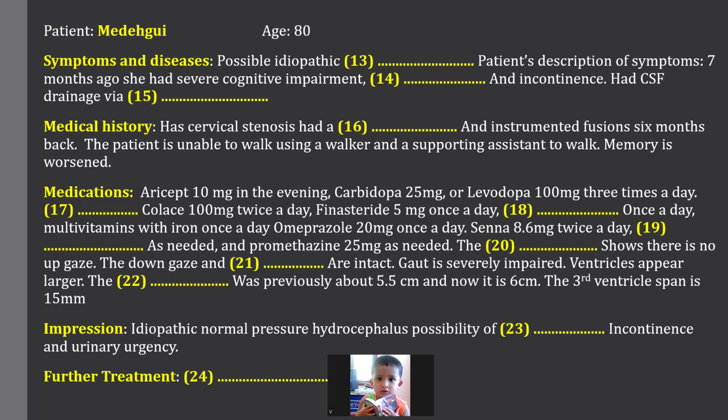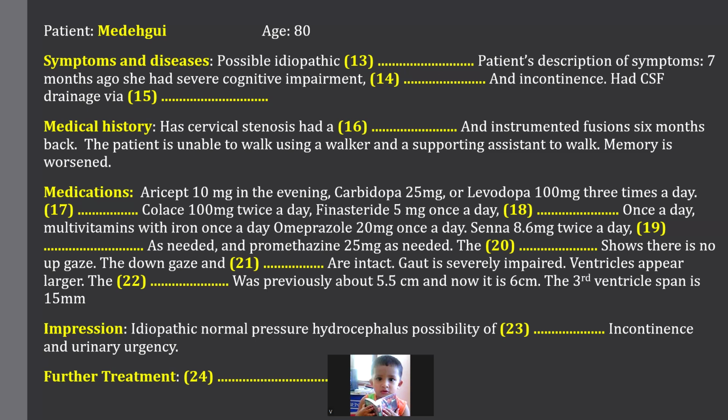Aricept 10 milligrams in the evening, carbidopa 25 milligrams or levodopa 100 milligrams 3 times a day, citalopram 40 milligrams daily, Colace 100 milligrams twice a day, finasteride 5 milligrams once a day, Flomax 0.4 milligrams once a day, multivitamin with iron once a day, omeprazole 20 milligrams once a day, Senna 8.6 milligrams twice a day, Tylenol 650 milligrams as needed, and promethazine 25 milligrams as needed.